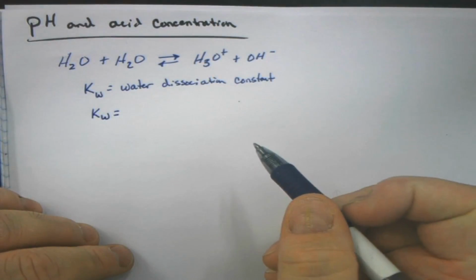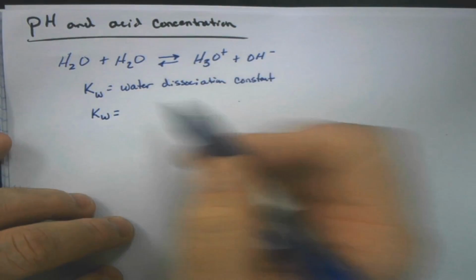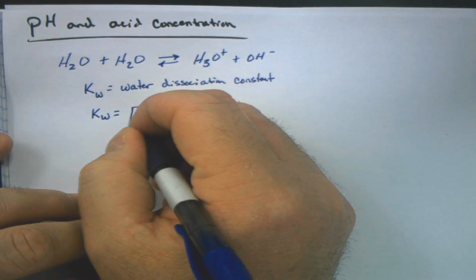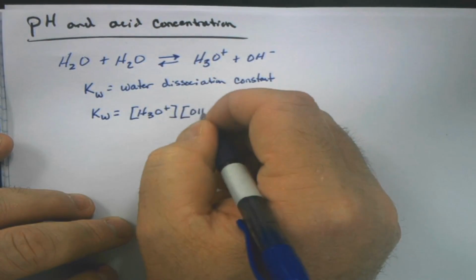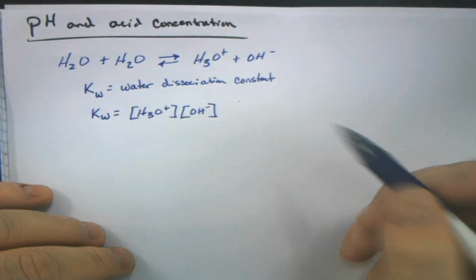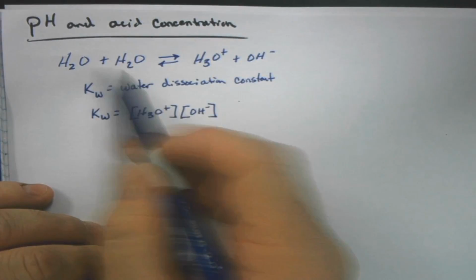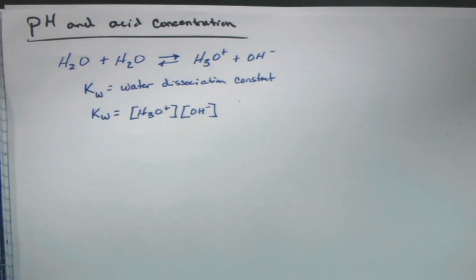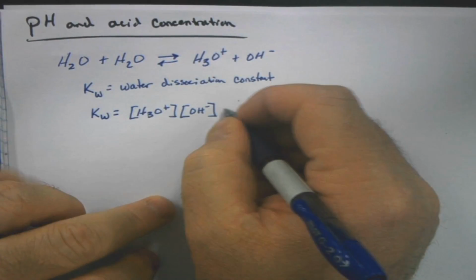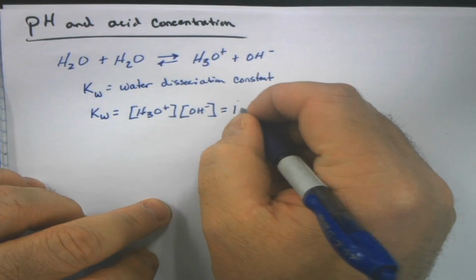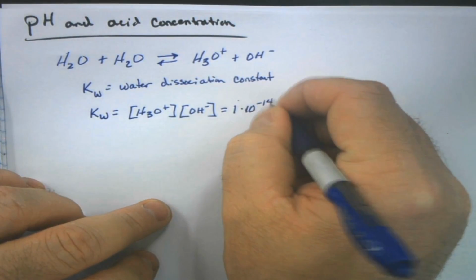okay, we set it up just the way we've done all the other ones. And whenever we have concentration of stuff, we put the products on the top. Okay, and on the bottom we put the reactants, but both of our reactants here are water, and you can't really have a concentration of water in water. All right, water is considered a pure liquid in this case, and so we don't include that into our equilibrium expression. So we're just left with these two. Okay, and this actually has a value. This equals 1 times 10 to the negative 14.